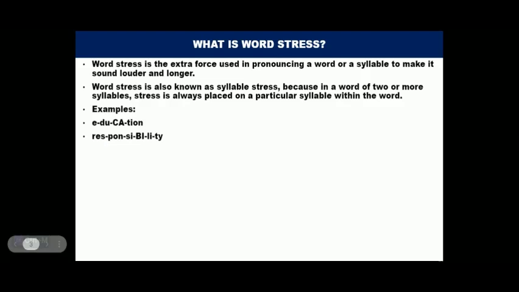Another example is responsibility. It has 1, 2, 3, 4, 5, 6 syllables. And stress is placed on the third syllable from the end of the word. 1, 2, 3. Stress is placed here.